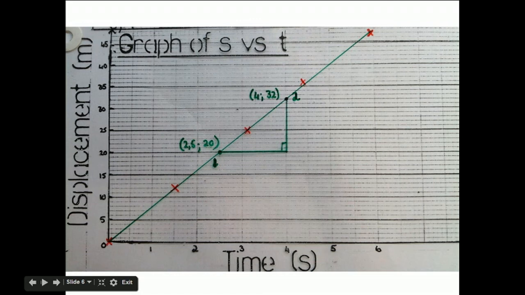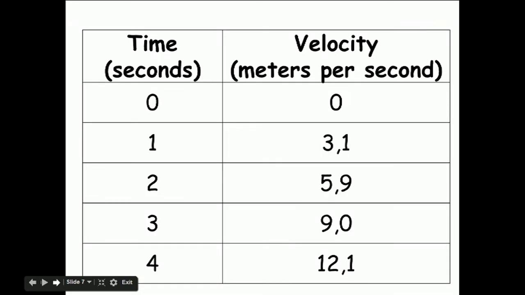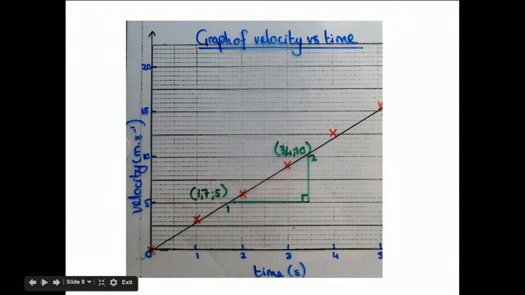Looking at the next beautiful data that we've got over there, same thing. This is a graph of velocity versus time. So what is change in velocity divided by change in time? It's acceleration. So I've now got acceleration. How do I calculate acceleration? From the gradient of a velocity time graph.